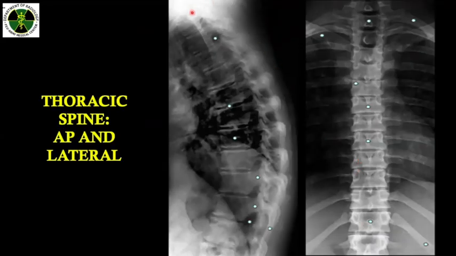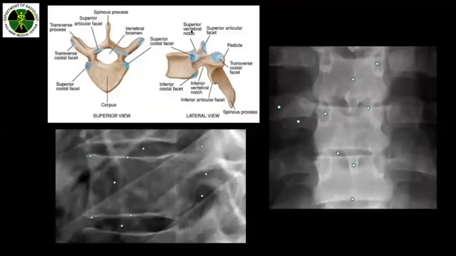So these are the conventional radiographs for the thoracic spine, lateral and AP or anteroposterior. This is what a typical thoracic vertebra looks like with the body, vertebral foramen, the transverse processes, the spinous process, and the pedicles. And this is what it looks like in lateral view. This is the vertebral body.